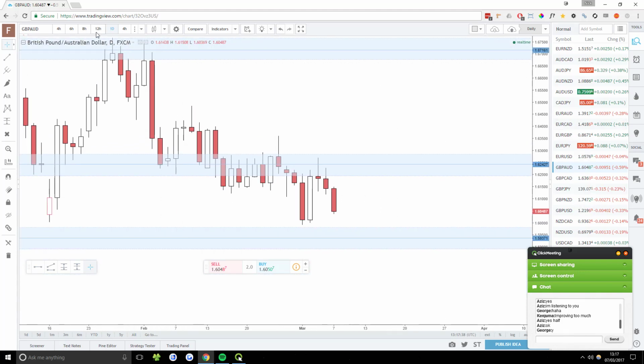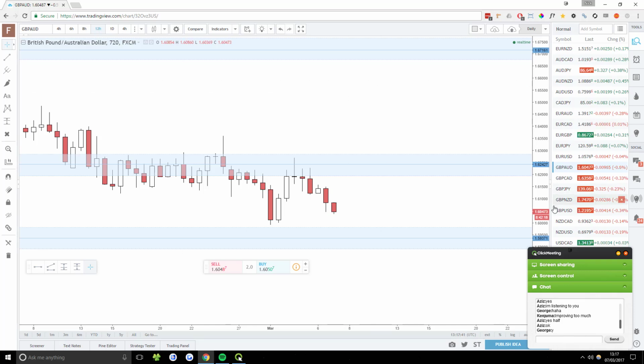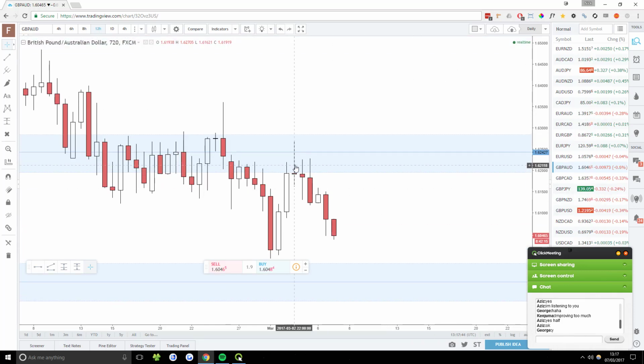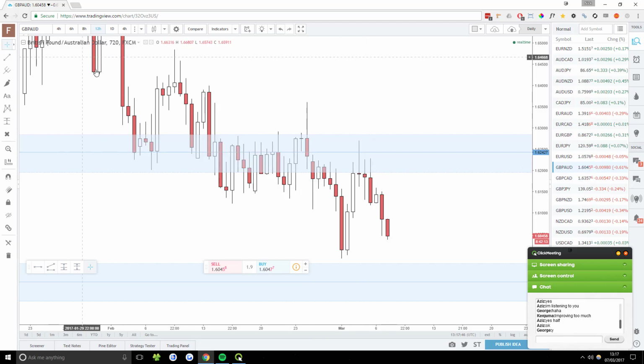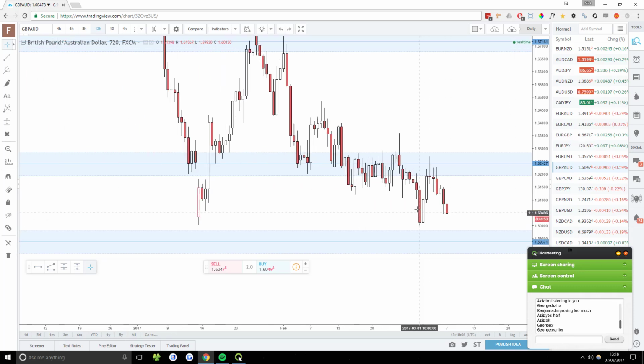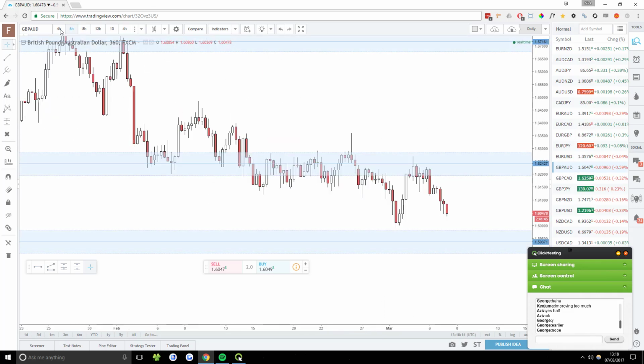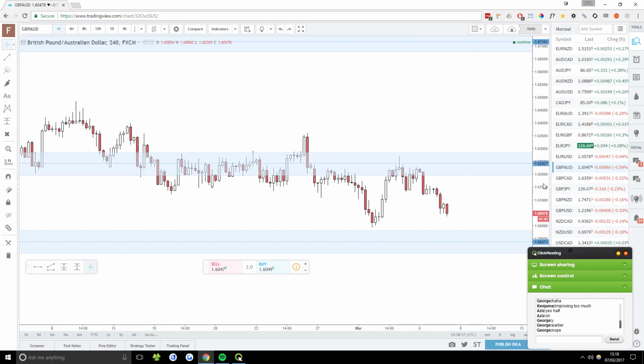Anyone short on GBP-AUD still? I think it was a 12-hour short. Sorry, George, did you just type yes now or did you type yes earlier? All right, okay. So no one short on this? All right, well, no sense talking about it then. Yeah, price is just heading down still, so.